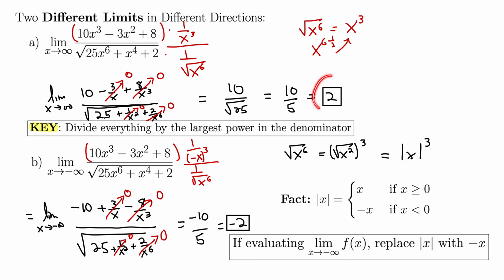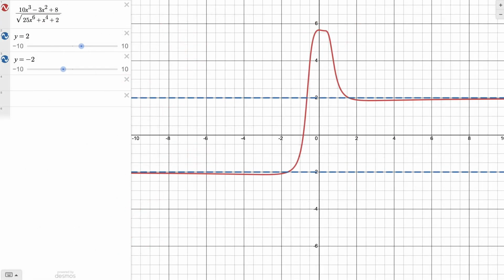Okay, so there we are. Two different limits in two different directions. Let's take a quick look at this in Desmos, just to get more of an intuitive feel for what's happening with this function. Here we are in Desmos. The function itself is in red, and that would be a very challenging function to graph without Desmos, though we do graph functions like this later in the course. I have drawn in the two horizontal asymptotes, or limits at infinity, at y equals 2 and y equals negative 2. And you can see that indeed the function is approaching those two limits in the two different directions.